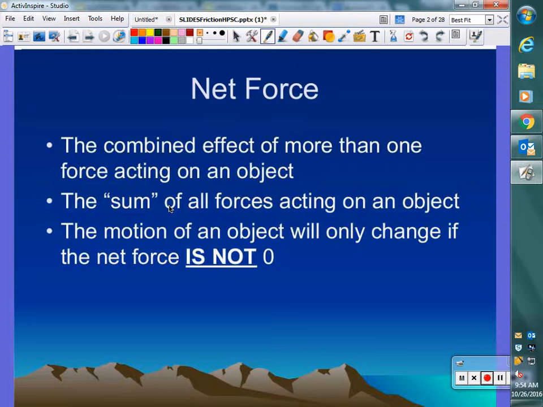Net force. Two ways that we can signify net force, right? Sometimes we just go F net, right? But then we can also use which notation to represent the sigma, right? The sigma F. Either one of those two we can use for net force.